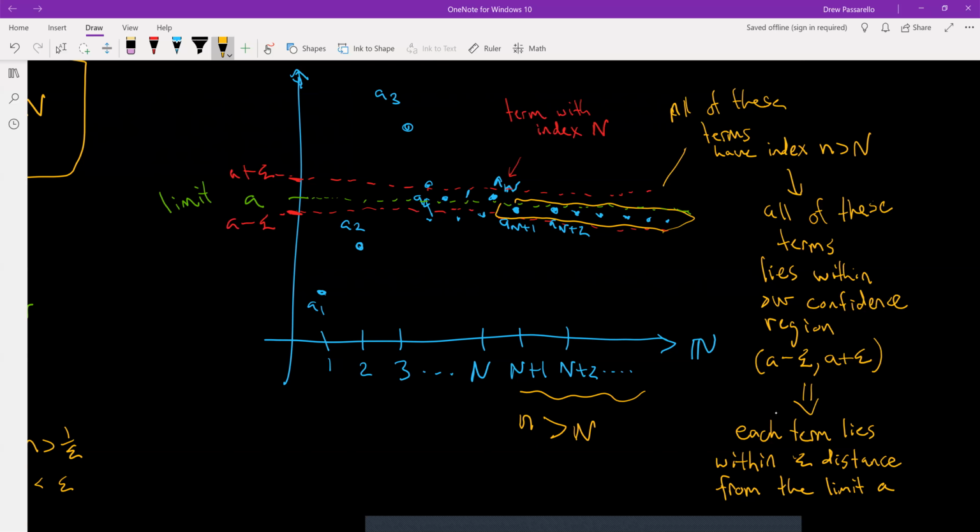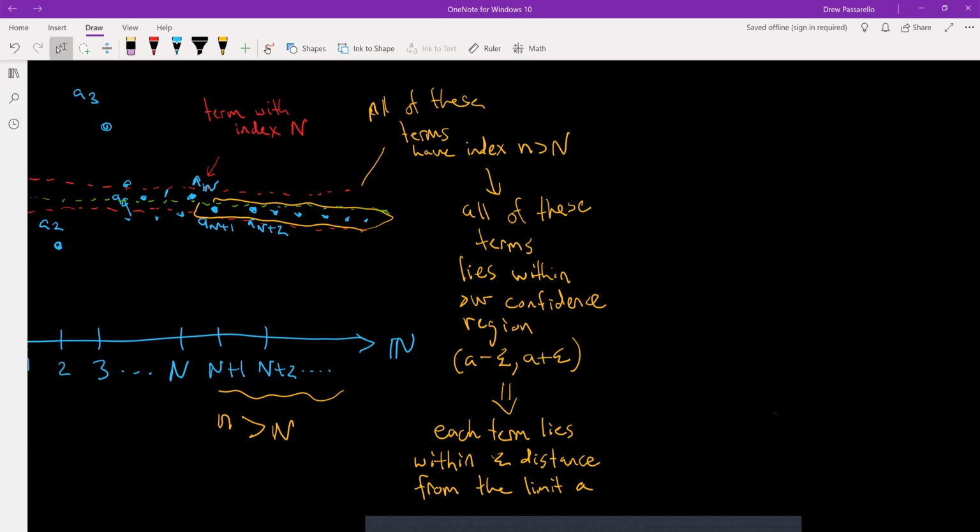Corresponding to the terms like a_n plus 1, a_n plus 2, and so forth, that all lie within our confidence region. And our confidence region is the open interval (a minus epsilon, a plus epsilon), which means each of these terms themselves lie within an epsilon distance from the limit a. Now recall from neighborhoods, this is the same thing as the absolute value of a_n minus a less than epsilon. That's what we mean in the definition.